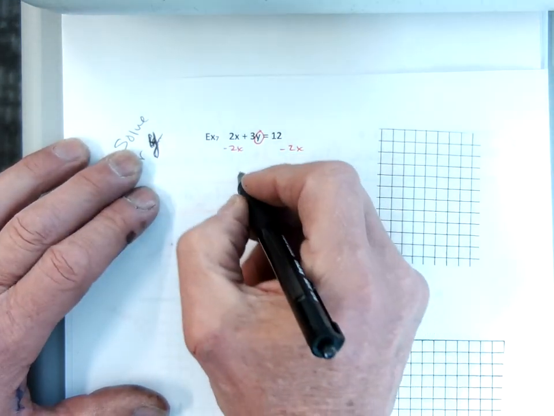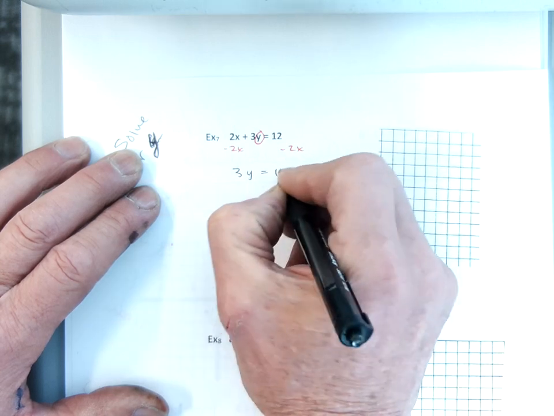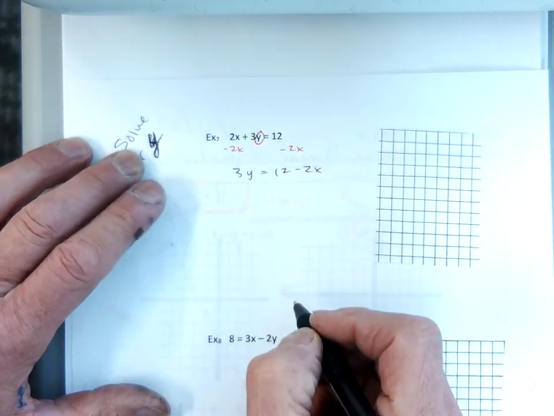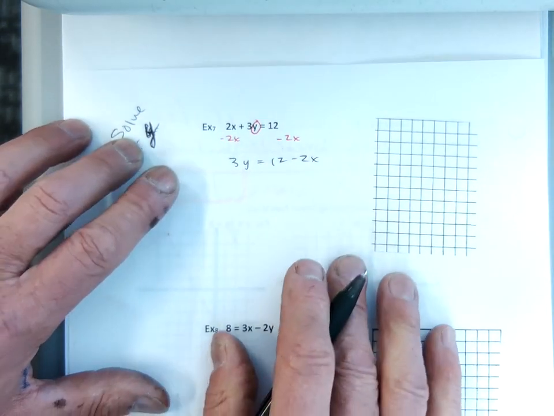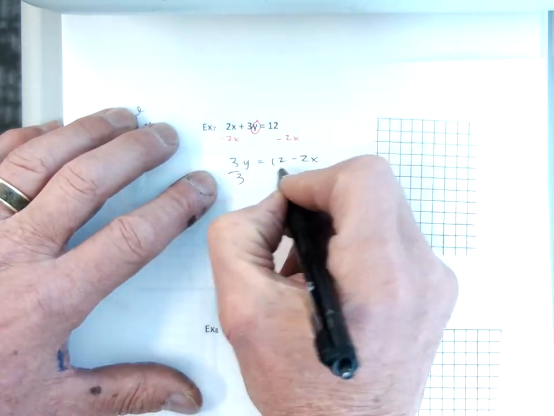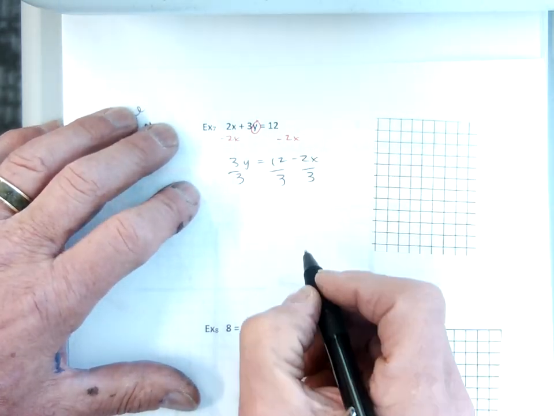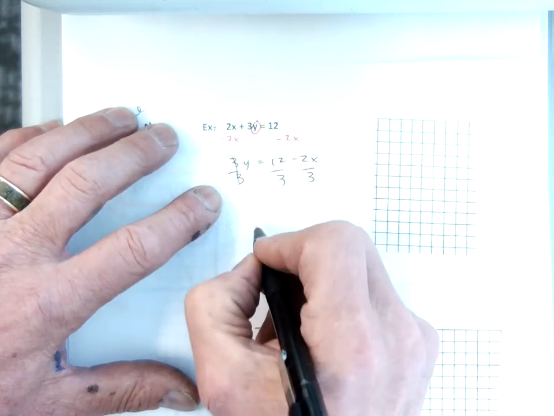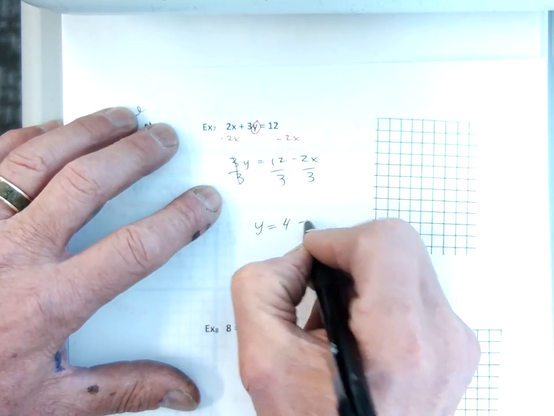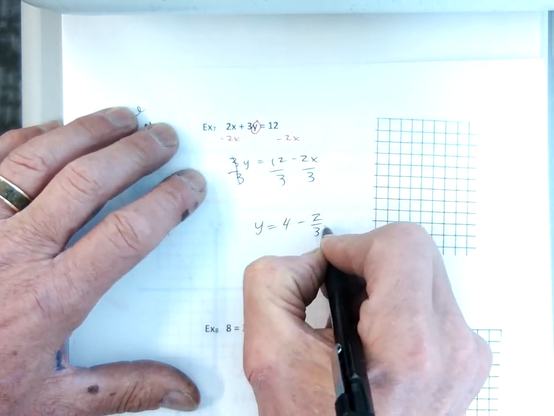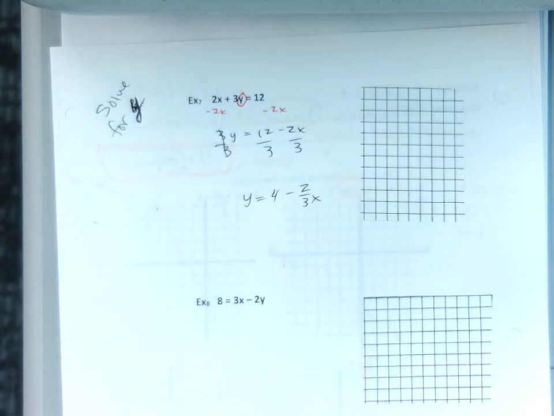So then I'm going to have 3y equals 12 minus 2x, right? I'm going to divide by 3, divide by 3, divide by 3. I get y equals 4 minus 2/3 x. Now it's pretty easy to graph, right? Now we can do it like we've been doing.